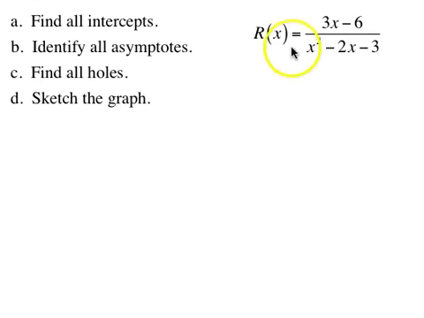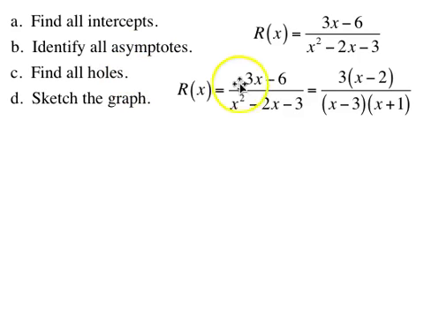We are given the function r of x is (3x minus 6) over (x squared minus 2x minus 3). We want to find the intercepts, identify the asymptotes, find holes, and sketch the graph. So our first strategy is to factor. 3x minus 6 is 3 times (x minus 2). X squared minus 2x minus 3 is (x minus 3) times (x plus 1).